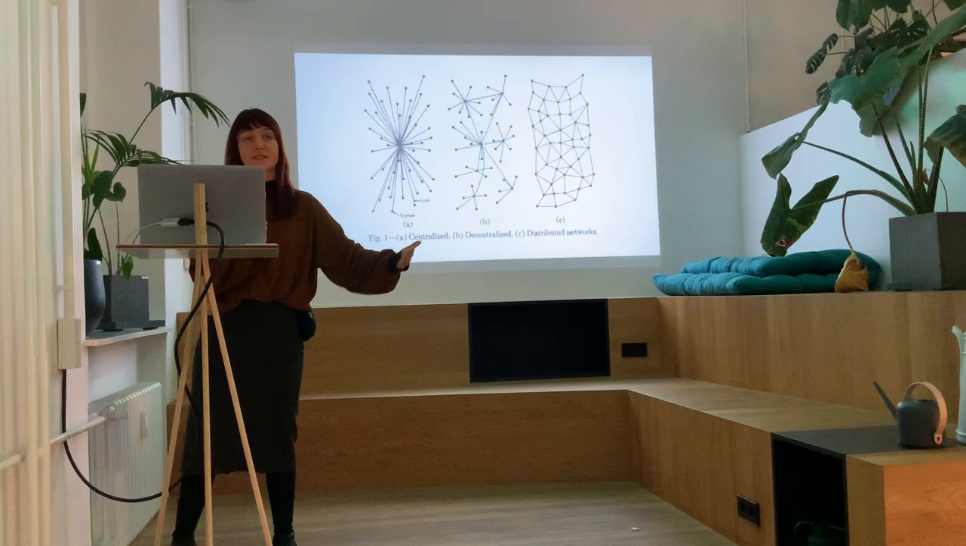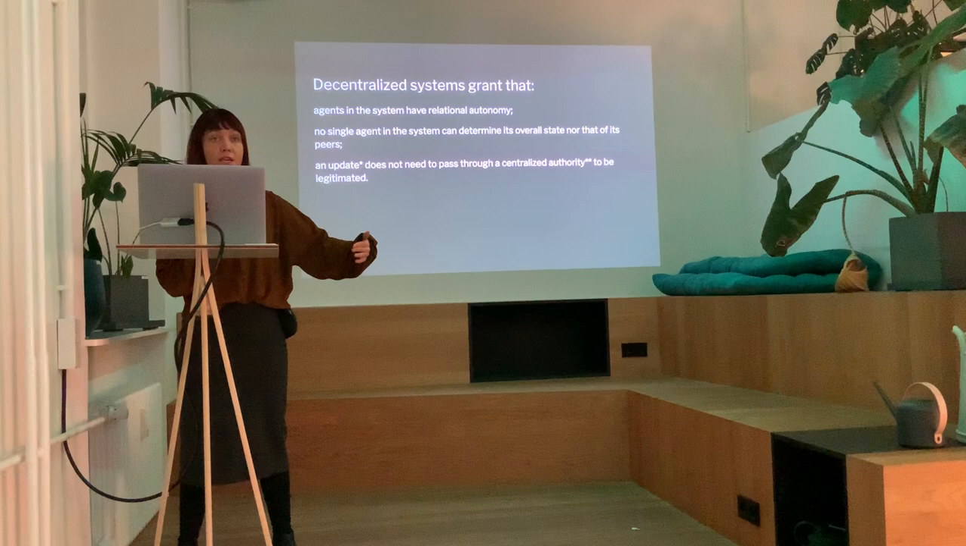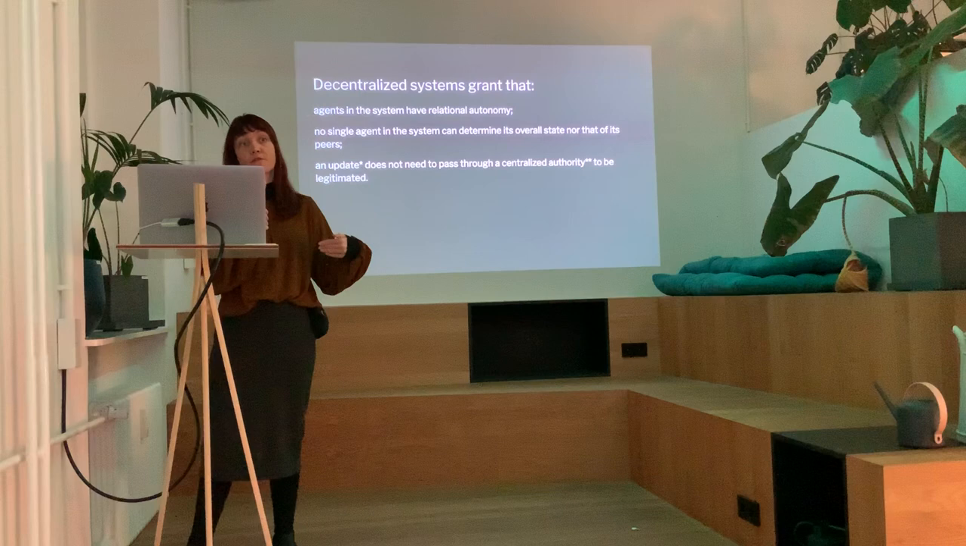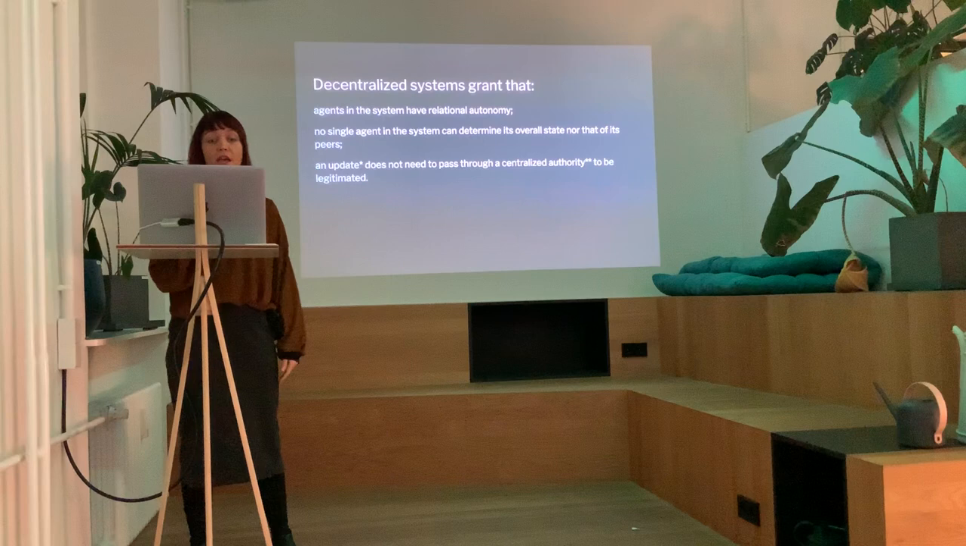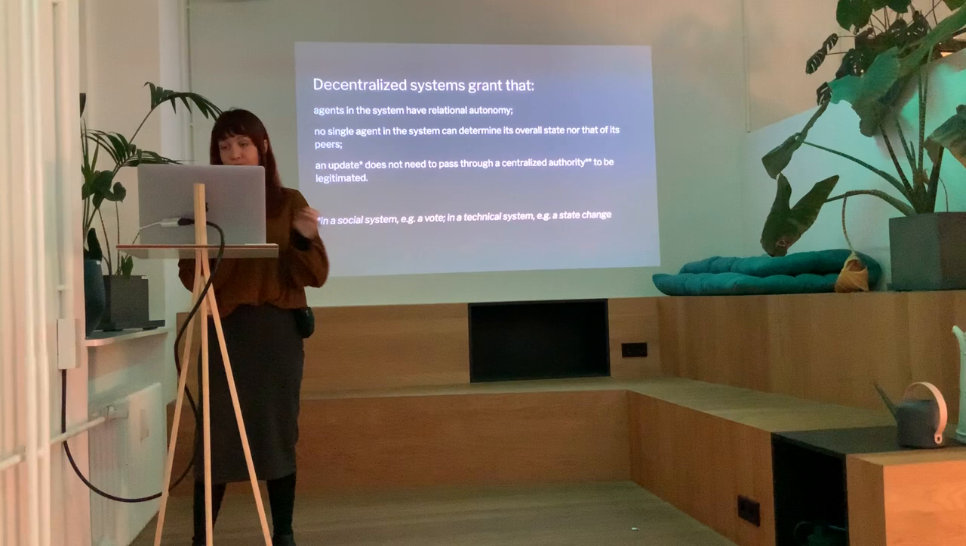So for this lecture, we could say that decentralized systems grant that agents in the system have relational autonomy. This means both that they have the ability to autonomously make decisions about the state of the system or to cast a vote, but also that they have relative autonomy to each other, where they can communicate the state or the vote to each other without having a centralized node to process that authority. And so you could say that since the update does not have to pass through a centralized authority, you could define an update as, in a social system, a vote, or in a technical system, a state change.